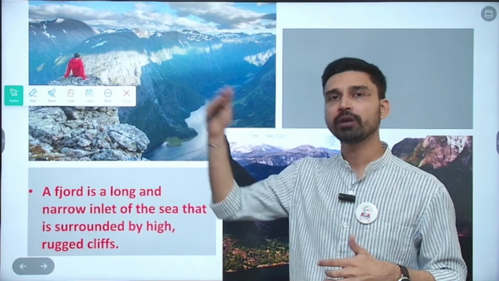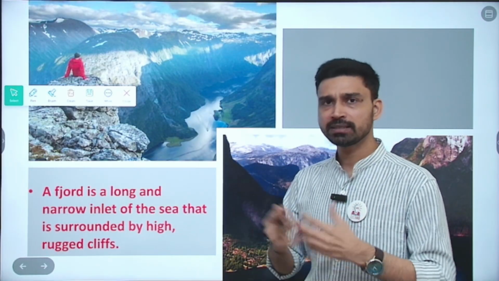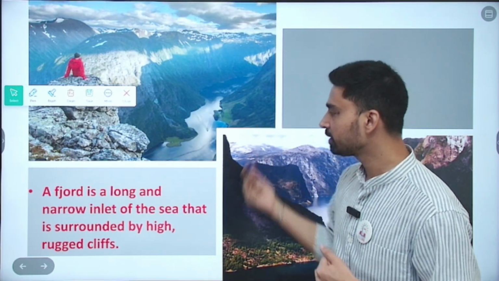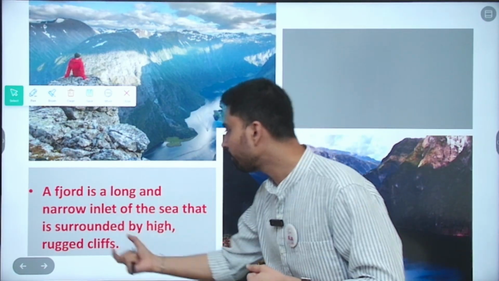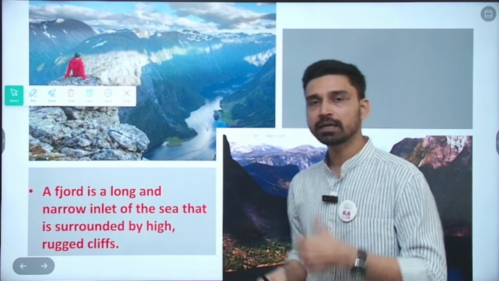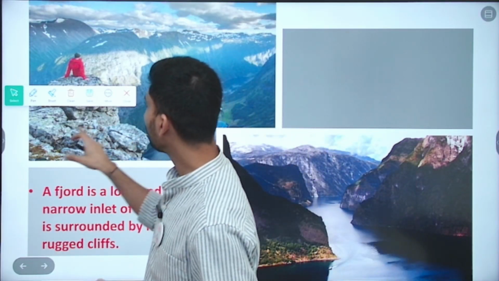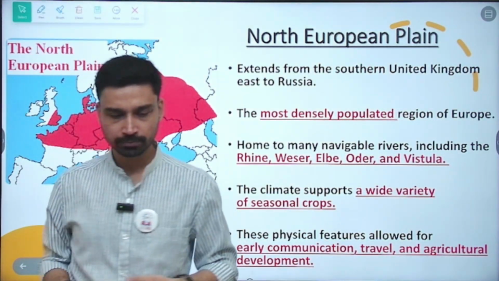when glaciers retreat back, these valleys get empty. Basically, they do not have anything as such. So the sea water starts to enter inside, and that is when you have the formation of a fjord. So you see high rugged cliffs all around, and because of this, these are one of the most picturesque locations.